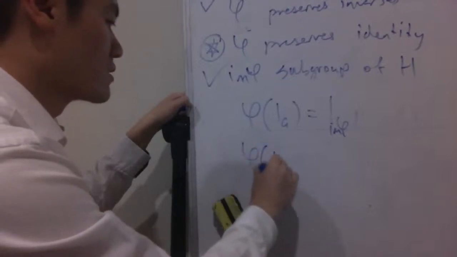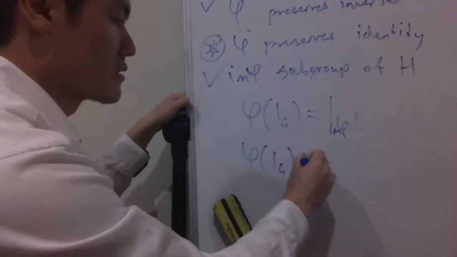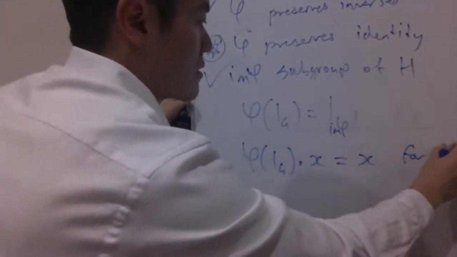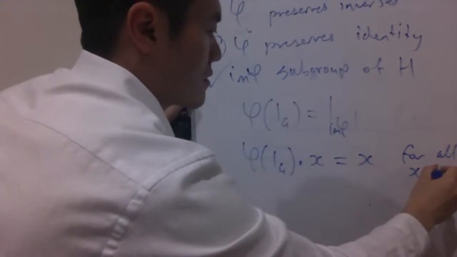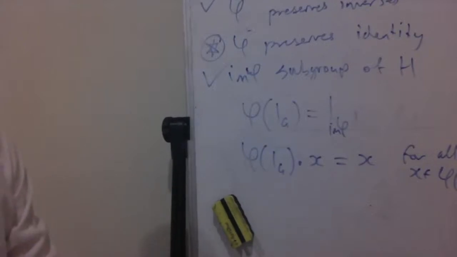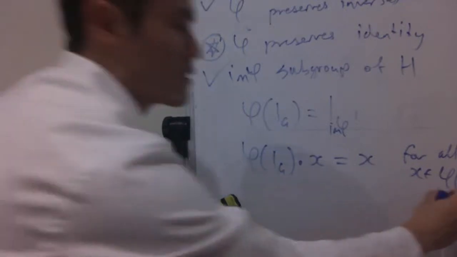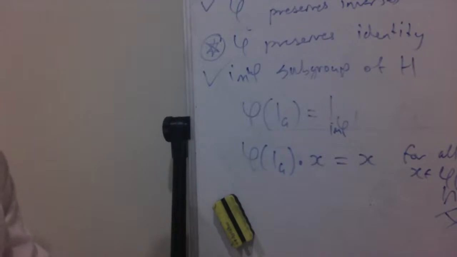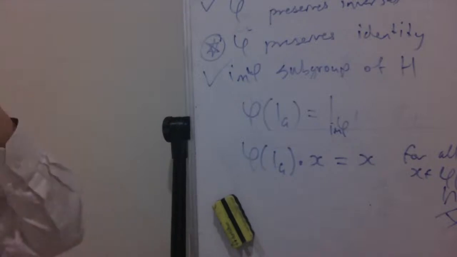So phi of 1G times anything x equals x, for all x in the range of phi. Is that within the group H? Yeah, this is all inside H, because this is a subset of H. Because phi of 1G is 1H, and that's the identity. So I guess we have to show it in this order.